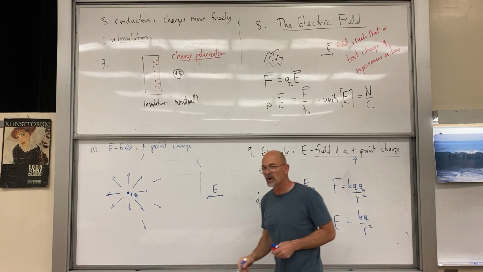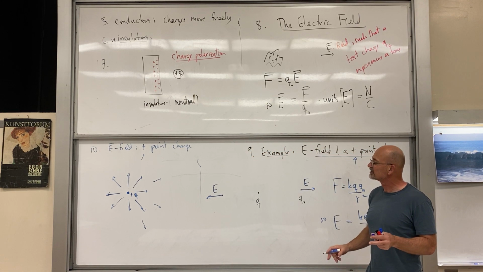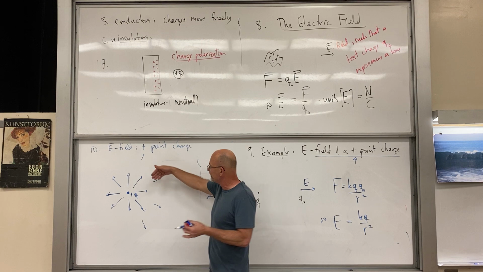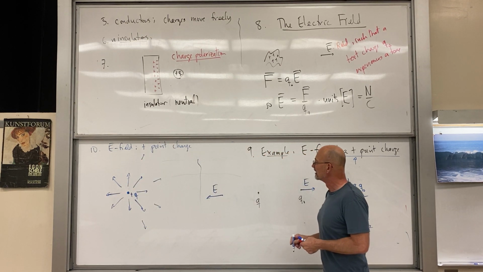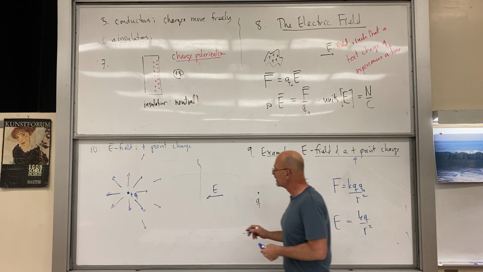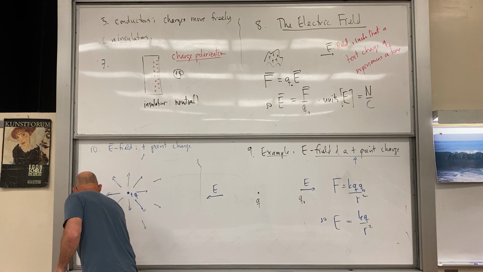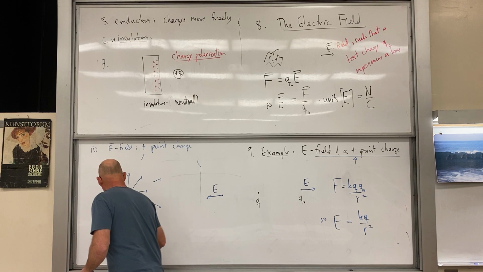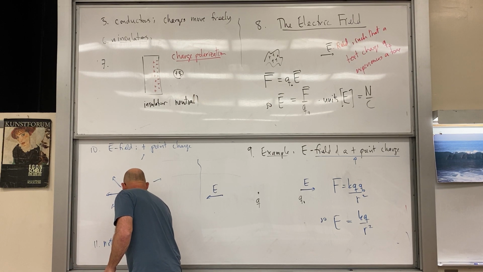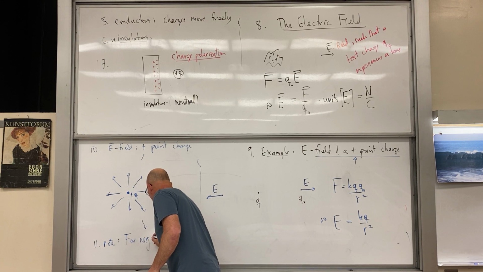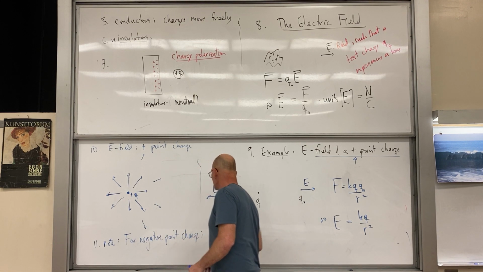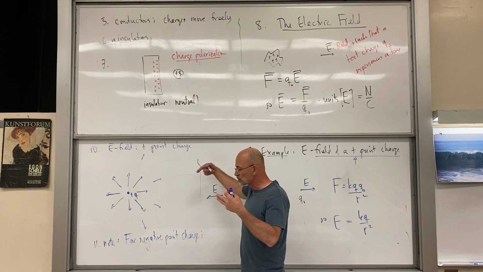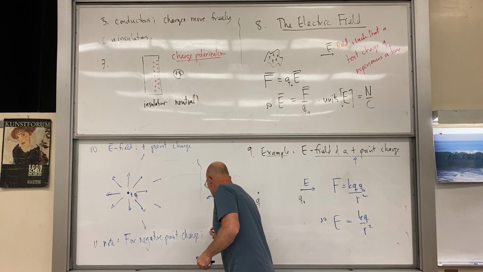Good. What about a negative point charge? Negative point charge will be exactly the same, except the arrows are all directed towards the origin. So let's just put this as a note. You guys can add a picture to your notes. I'm just going to write for the negative point charge: direction is towards the center. Direction is reversed.